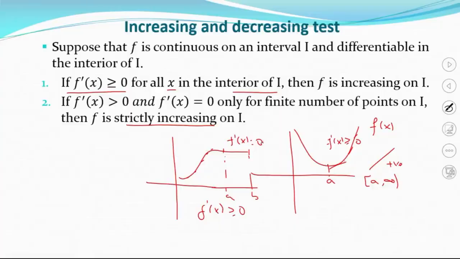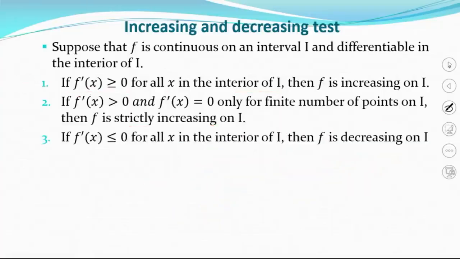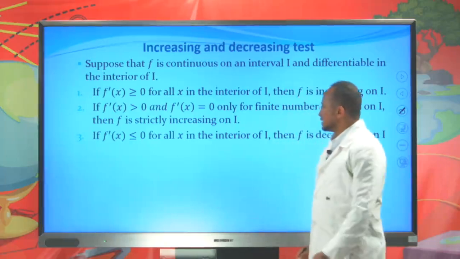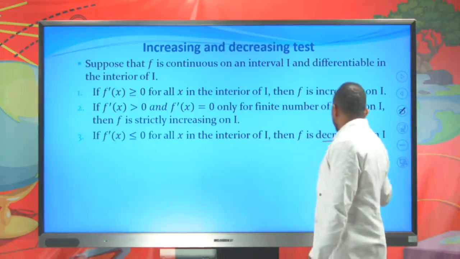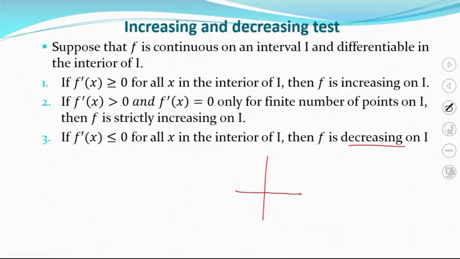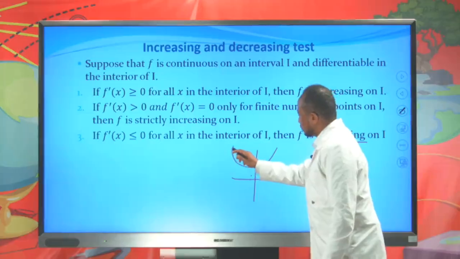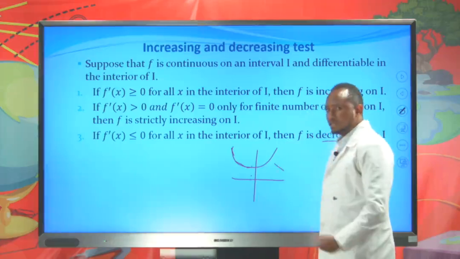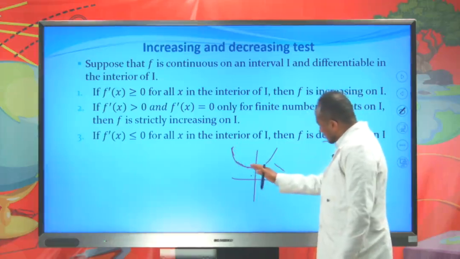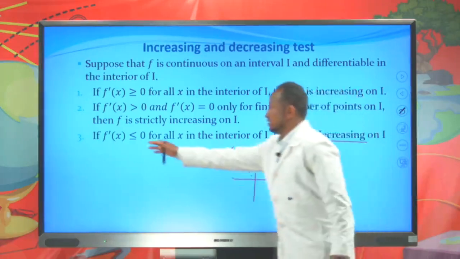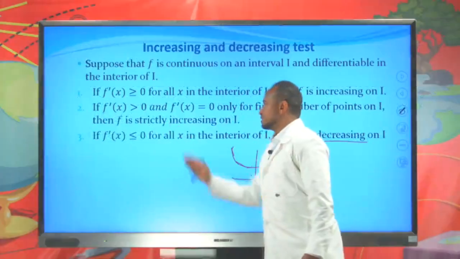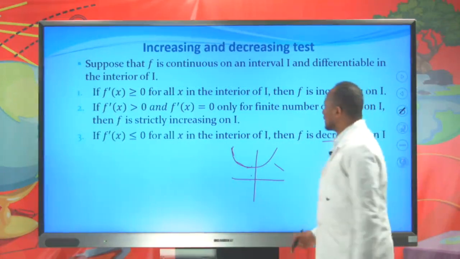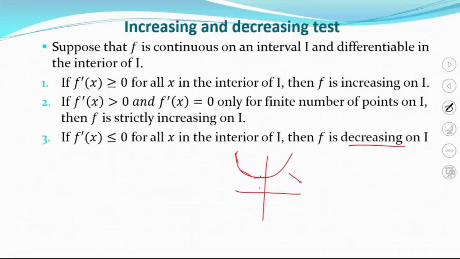Now let's continue with the other part. Okay, if f derivative of x is less than or equal to 0 for all x in the interior of I, then f is decreasing. Geometrically, you can see this one. If you take this function for this interval, the slope of the tangent line will be like this. So the slope of such a line is negative. Therefore, the graph is decreasing for this part. Here it says if the derivative of the function is less than 0 for all x, in that case the function is decreasing. Okay, now let's see the next one.